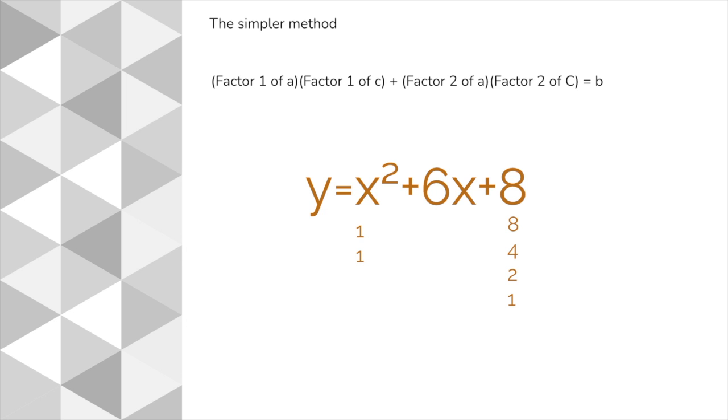If you're confused, we basically have to multiply a pair of factors from the c value with the factors from the a value to see if they add up to the b value, which is 6. Since our a value is 1, we can just ignore it for now, as anything multiplied by 1 gives the same value.